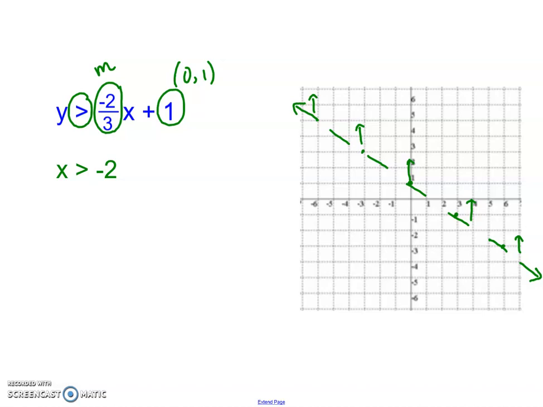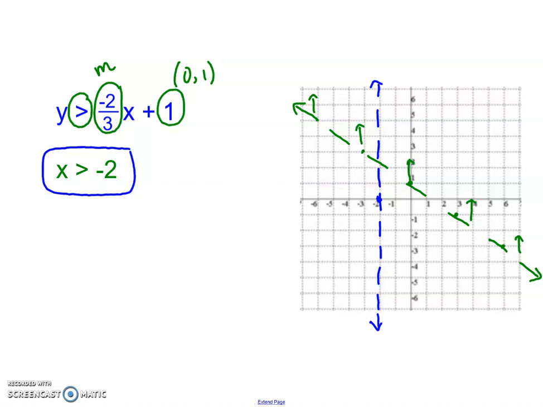Alright, so our next inequality is x is greater than negative 2. This is one of our special lines. It's either going to be horizontal or vertical when you have just one variable. So we go to the x-axis at negative 2, which is right here. We want to draw the line that crosses through the axis, so that's going to be a vertical line. Solid or dotted, this is going to be a dotted line just like the other one because it doesn't have the or equal to.